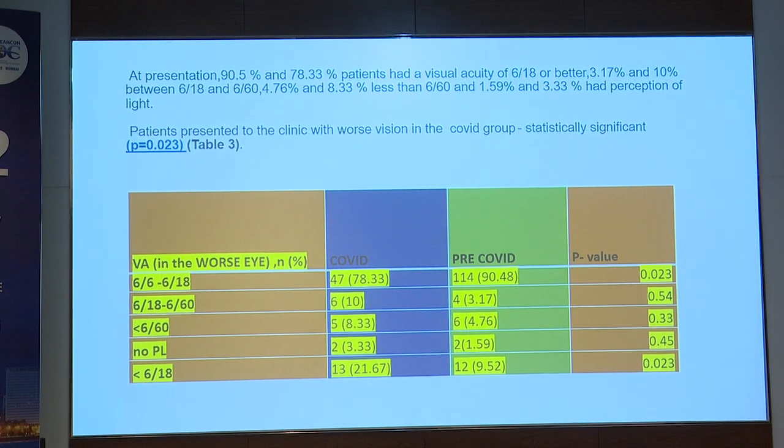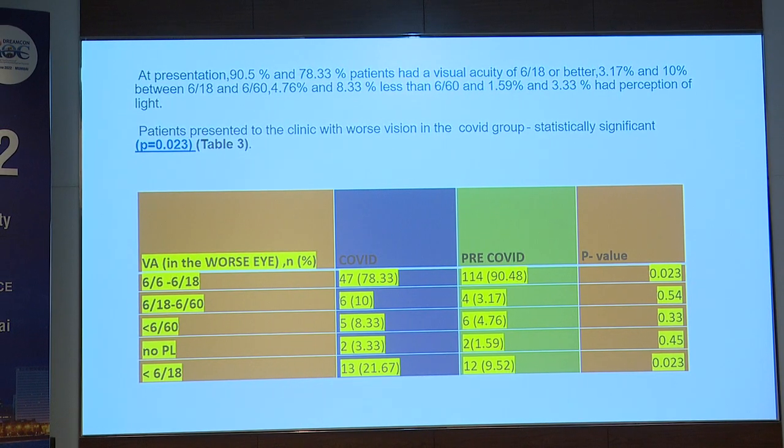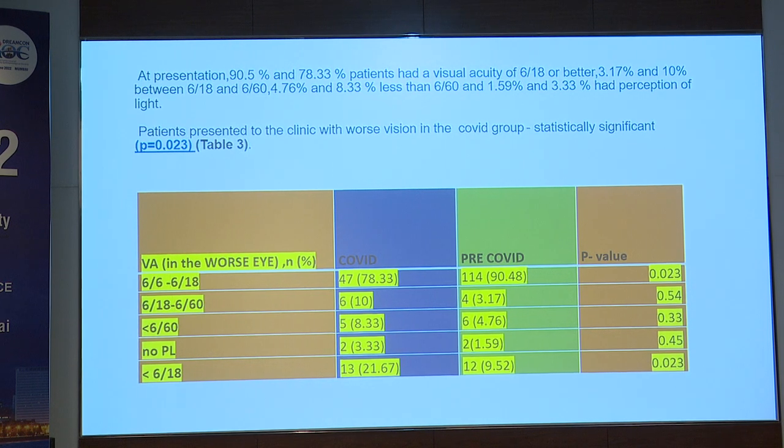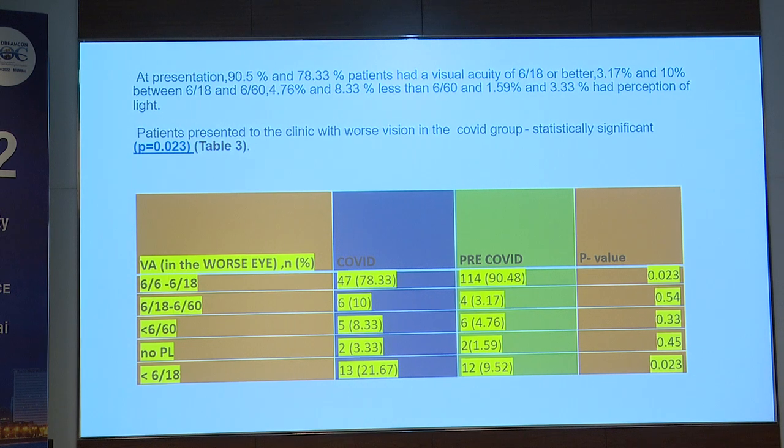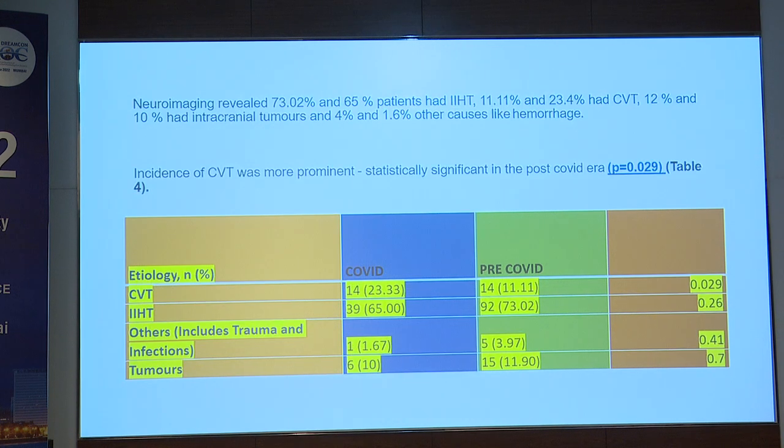Now, as far as the visual acuity is concerned, most of the patients presented with a visual acuity of 6/18 or better in both the groups. However, we have found that the number of patients presenting with a visual acuity of less than 6/18 was much more in the COVID group compared to the pre-COVID group, with a statistically significant p-value.